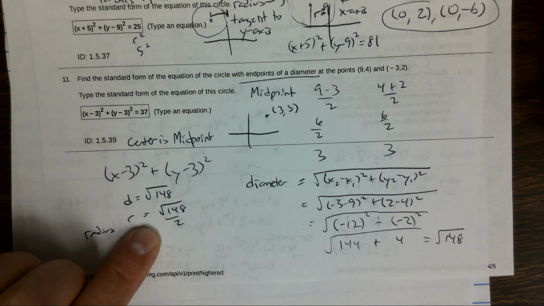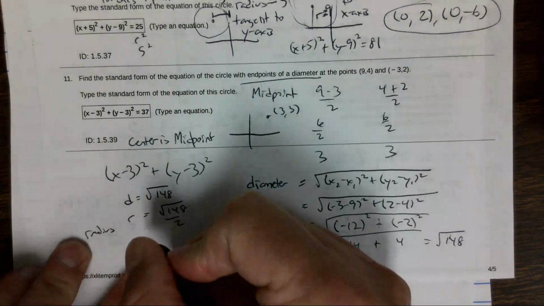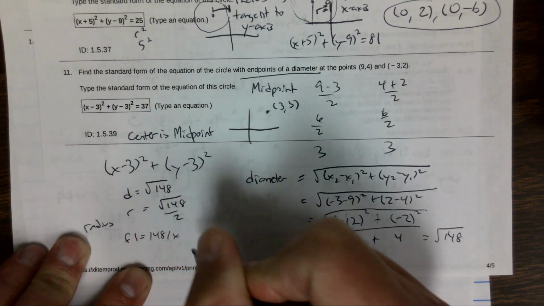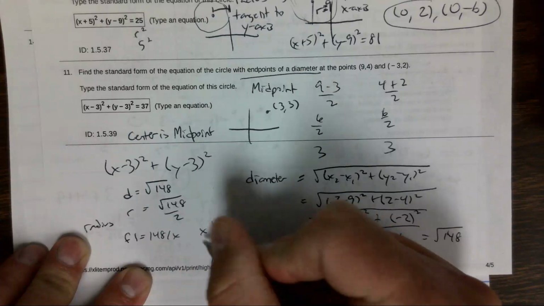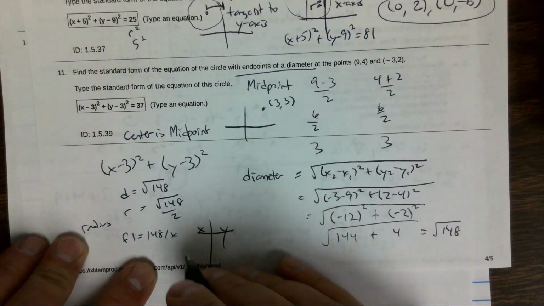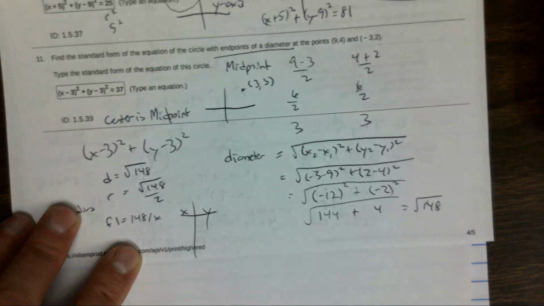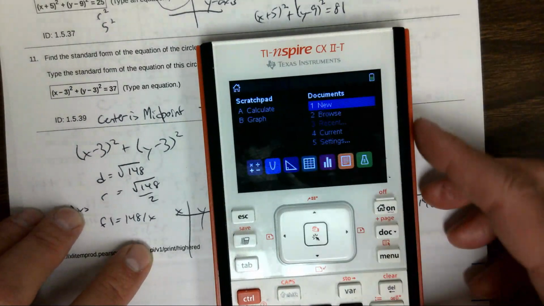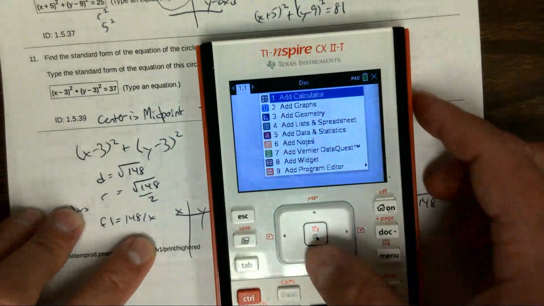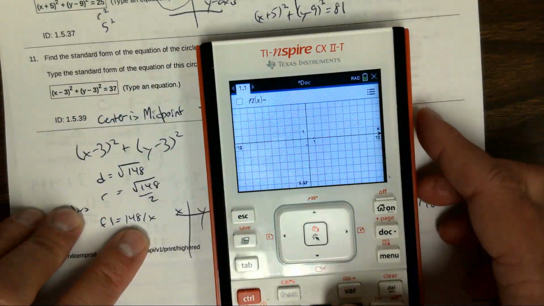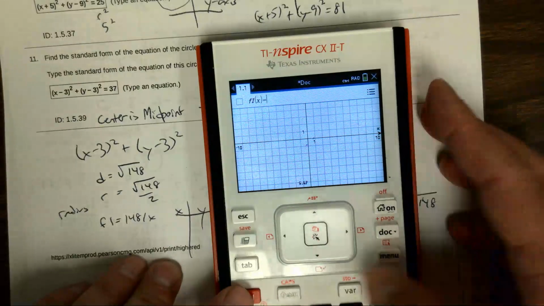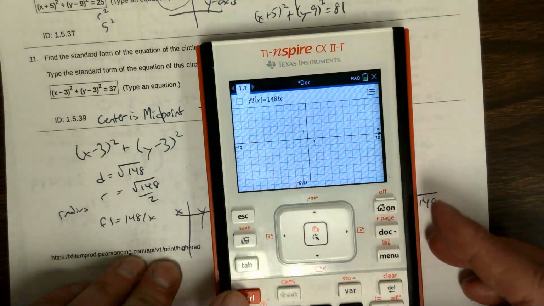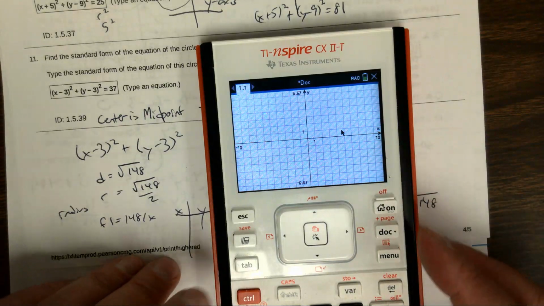That doesn't look that easy to reduce. So I would say on your calculator, do F1 as 148 over X and try to find something that looks easy to work with. So remember, you can do this when you're working. 148 over X. Now, what does it mean?